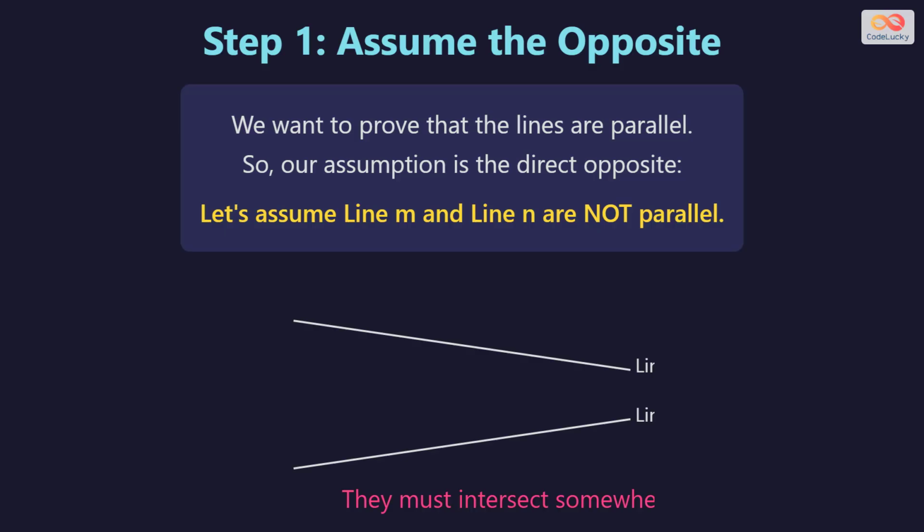Now we apply the first step of our strategy. The original statement says the lines are parallel, so we will assume the exact opposite. We'll proceed with the idea that line M and line N are not parallel. If two lines in a plane are not parallel, they have to intersect at some point.